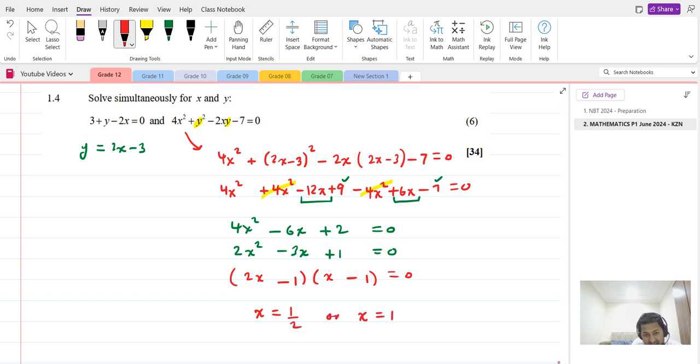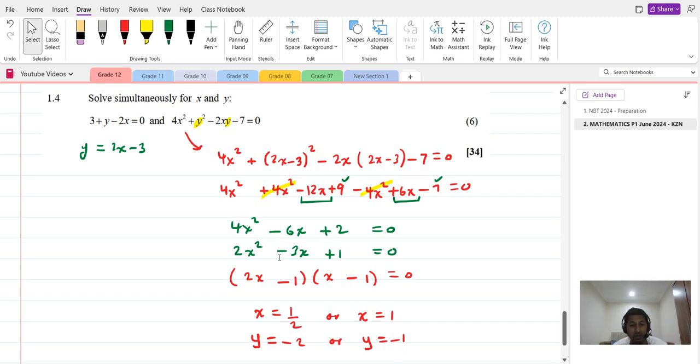If x is half, put it inside here. So we get y is equal to, put half inside this function here. So 2 times half is 1, 1 minus 3 is minus 2. Or put 1 inside here. So 2 times 1 is 2, minus 3 is minus 1. Right, so those are the answers you should get.